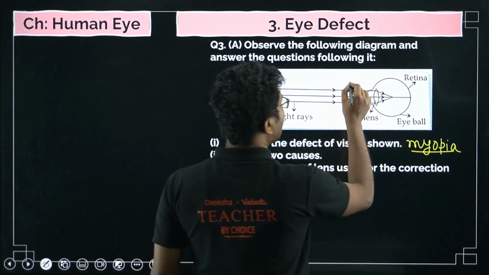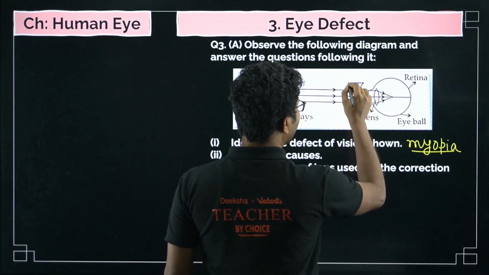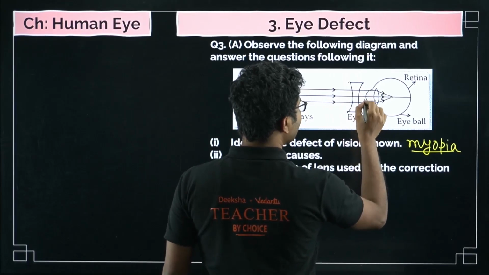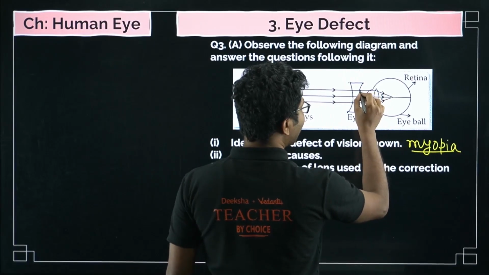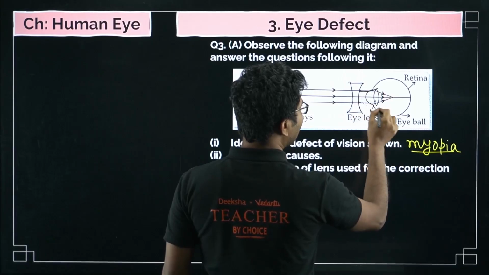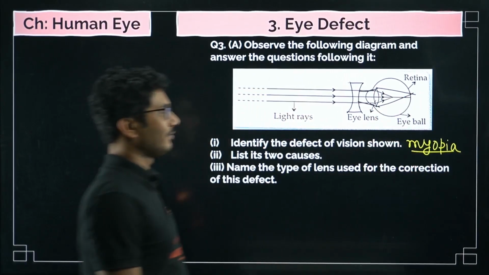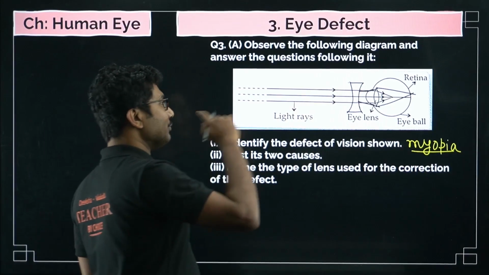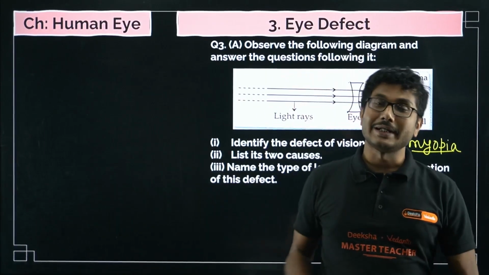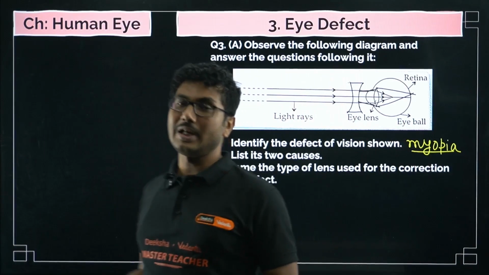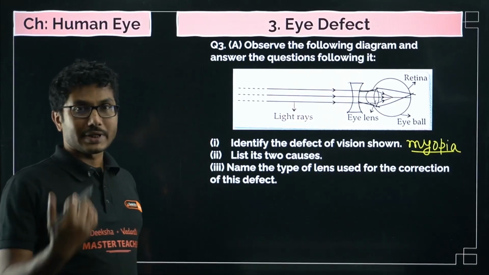You will use concave lens. Concave lens, what they do, they diverge the rays. So diverging the rays means after they fall in the eye lens, they focus on the retina itself. Okay, that is the use of concave lens. Sometimes they might ask you to draw this diagram as well, so you have to practice the diagrams as well.